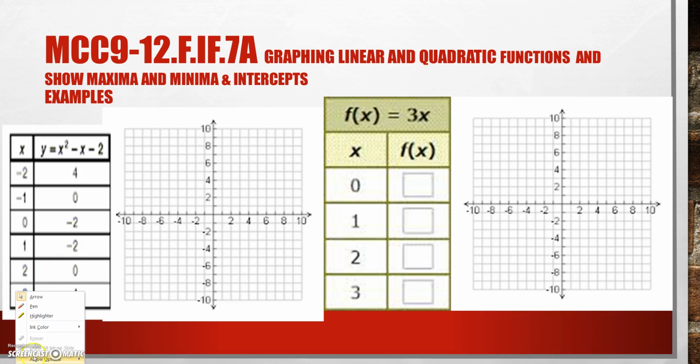So if we graph this, let me get my pen out. So -2, 4, -1, 0, 0, -2, 1, -2, 2, 0, and last but not least, 3, 4. So after we get that, excuse my drawing, we can graph this.